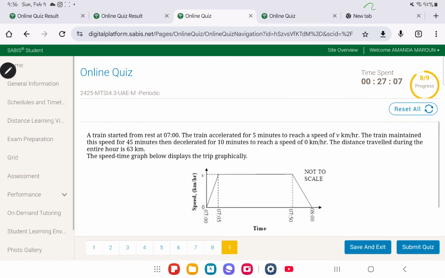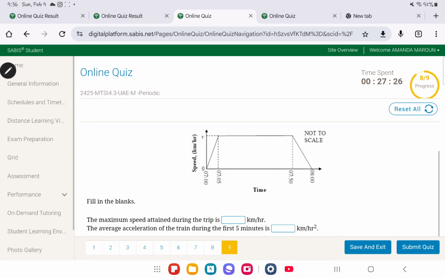So here it's important to read it well. A train started from rest at 7, etc. What you need to get is the distance traveled during the entire hour, which is 63 kilometers. This is going to help you find the height, which is the velocity. So they want us to find the maximum speed, and the maximum speed here is the velocity.